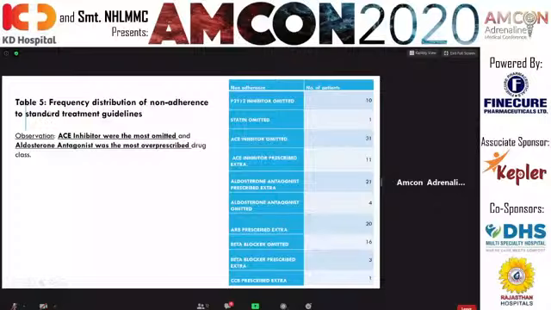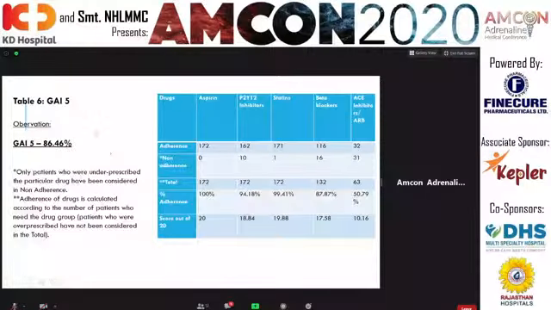Frequency distribution of non-adherence to standard treatment guidelines. So we observed that ACE inhibitors were the most omitted drugs, and aldosterone antagonist was the most overprescribed drug class. This is the GFI of the 5 most common drug groups, and we see that the GFI value comes out to 86.46%, and with aspirin it is 100%.